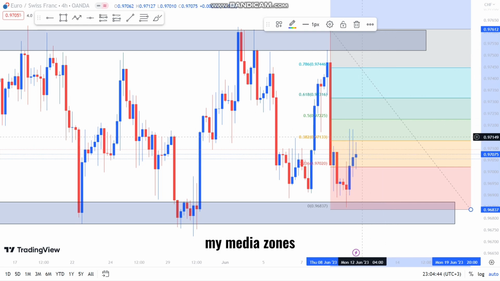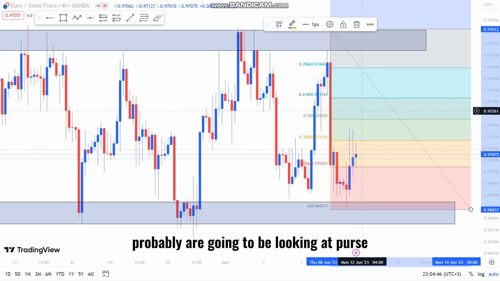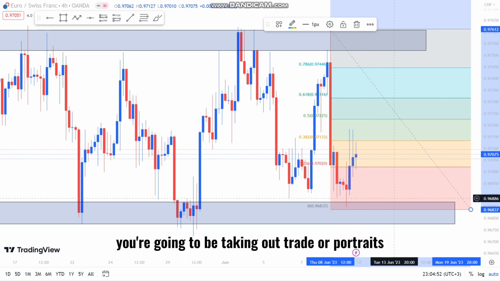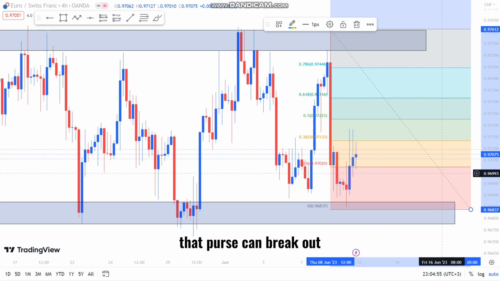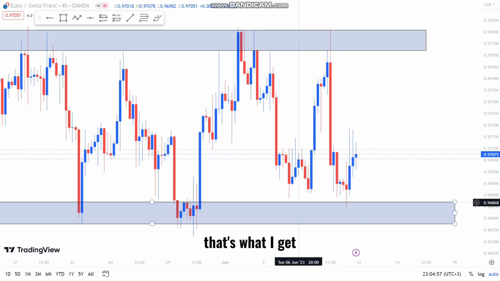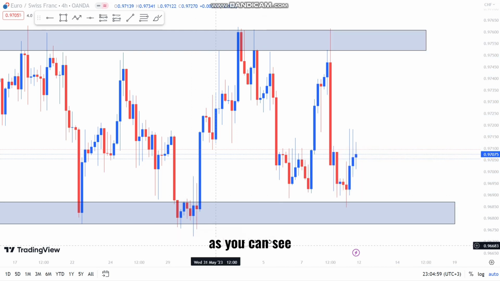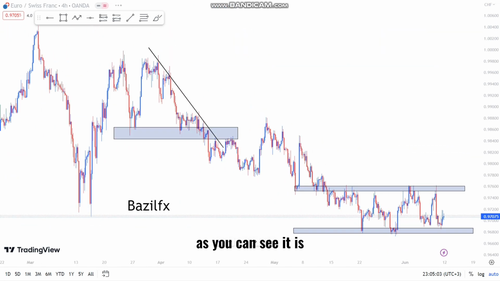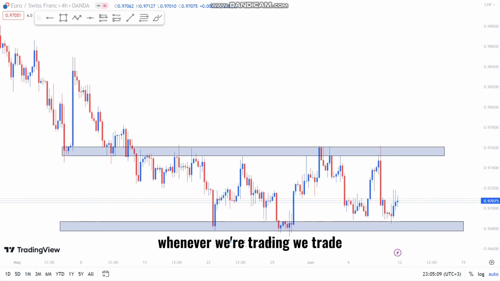If price breaks my major zones on my Fibonacci, probably we're going to be looking at price reversing, coming back to the upper side. But if it doesn't, it means we're going to be taking our sell trades, so that price can break out. Traders, but again, when I zoom out, you will see this is a nice downtrend market. And whenever we are trading, we like to also trade according to the trend of the market.